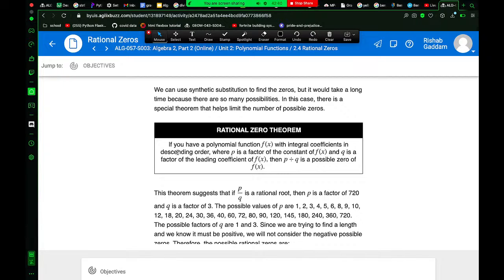So if you have a polynomial function f of x with integral coefficients in descending order, where p is a factor of the constant of f of x and q is a factor of the leading coefficient of f of x, then p divided by q is a possible zero of f of x.